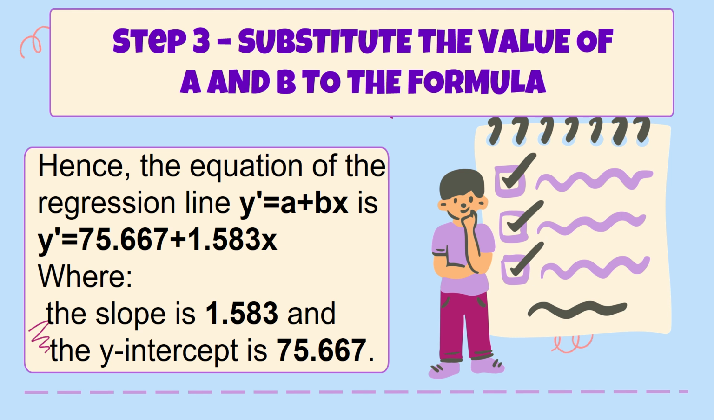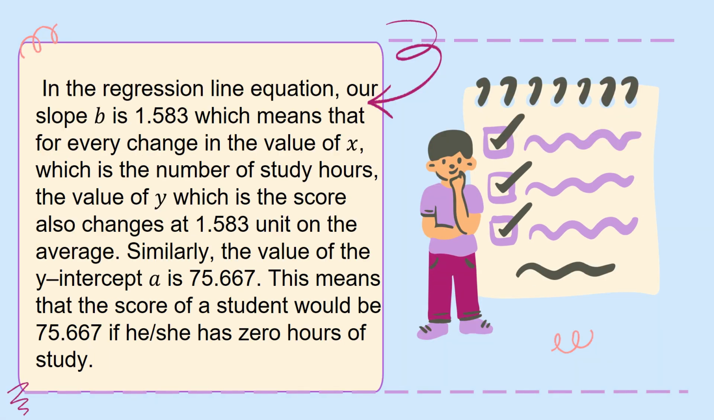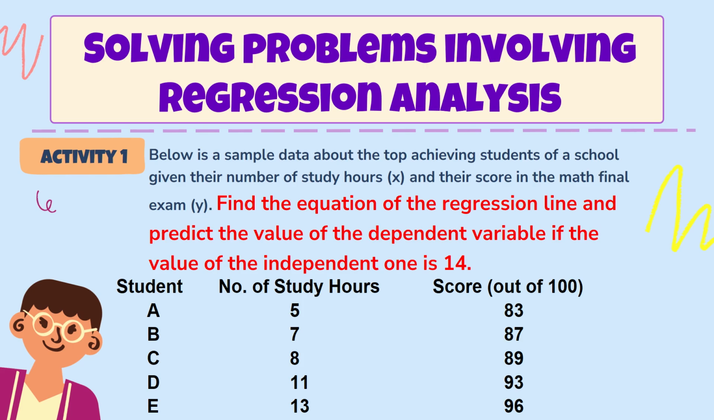Again, what is the original formula? You have y equals letter A, which is the value of the y-intercept, plus B. What is B? B is the slope of the line times x, where the slope is 1.583 and the y-intercept is 75.667. Therefore, we can now use the value which we are looking for earlier, which is 14.